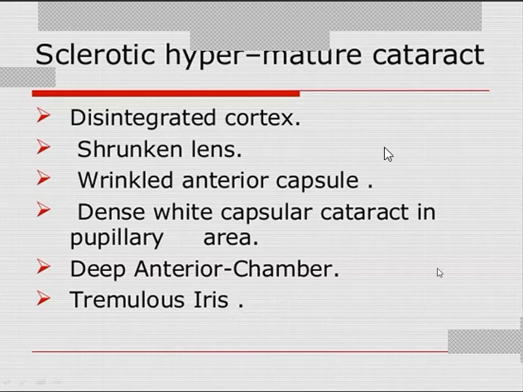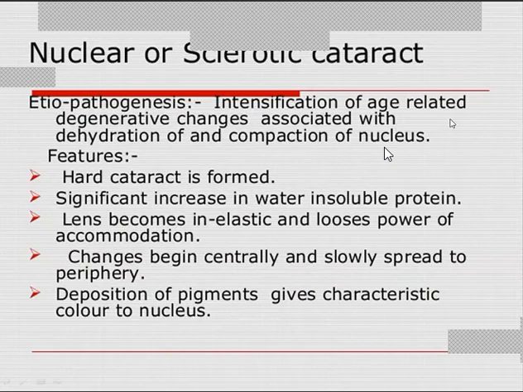In the nuclear and the sclerotic cataract, the pathogenesis is intensification of the age-related changes associated with high dehydration. Nuclear or sclerotic cataract means there is dehydration and compaction of the nucleus. Whereas in the immature, that is the cortical cataract, it is the hydration changes. That means, I already told you, it is the derangement of the water metabolism and the protein metabolism.